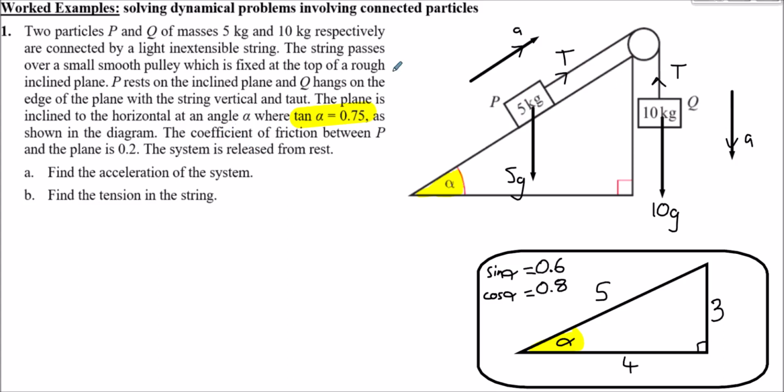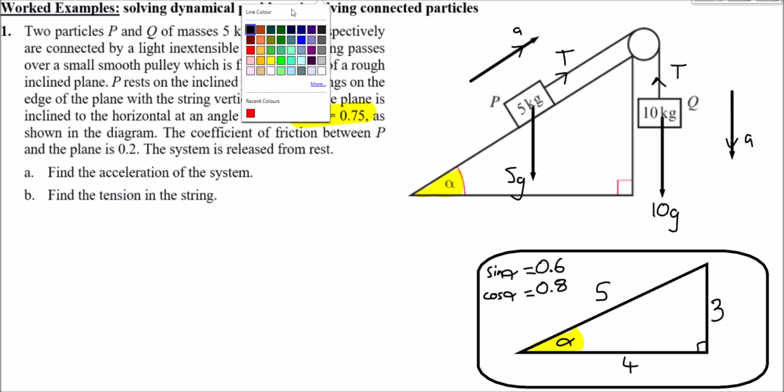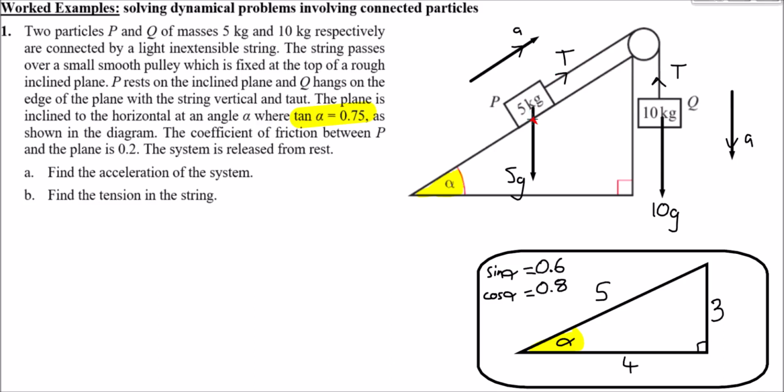So because the system is moving, there will be a friction acting upon P which will be resisting the motion. So the friction on P will be acting down the slope like so. Because the system's in motion, it will be at its maximum value. So friction going down the slope will be mu times R. And R, the reaction force, will obviously be going straight up perpendicularly from the slope in this direction like so. So I'm going to label this R here.